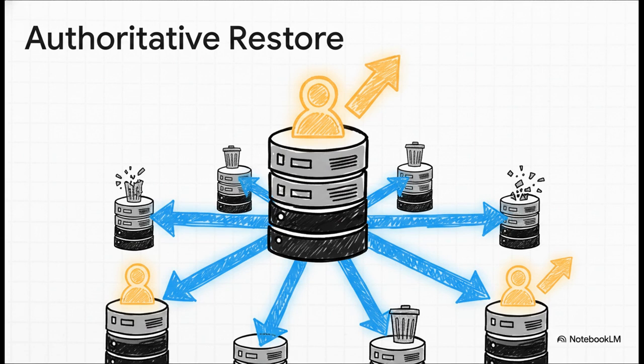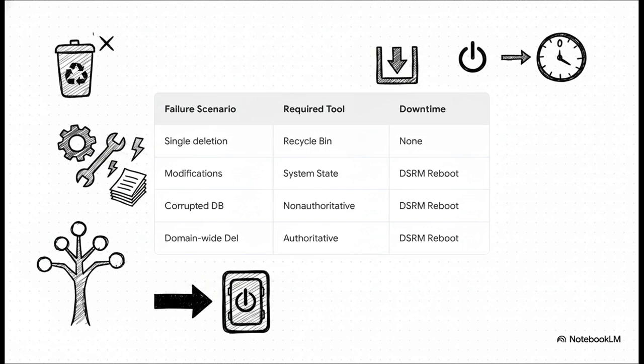Let's review our cheat sheet matrix, summarizing everything we've covered today. You must meticulously match the failure scenario to the exact recovery tool. For a single deleted object, you utilize the recycle bin, which requires 0 downtime. For modifications to an existing object, you need a system state backup and a DSRM reboot. For a corrupted database on a single controller, you perform a non-authoritative restore. And for a domain-wide deletion that has already replicated, you absolutely must execute an authoritative restore.